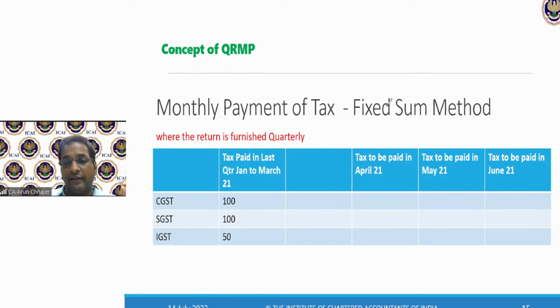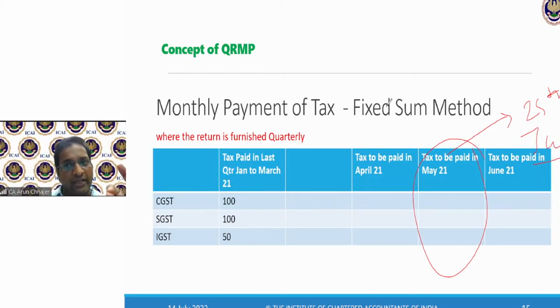यहां एक क्वेश्चन और बनता है, May 21 का जो liability है which I will pay on 25 June, ये कितना amount पे करना पड़ेगा? How much amount I have to pay on 25 June?